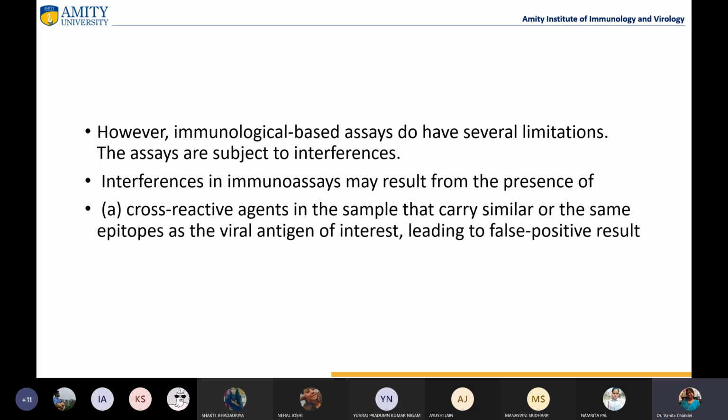Yes. It's the part of an antigen that binds to a specific receptor of a B cell. Okay, fine. So what happens sometimes is that there are certain cross-reactive agents present in the cell. They also have a similar kind of epitope, so those will also bind to the antibodies, and that will give rise to false positive results sometimes. So that is the problem.